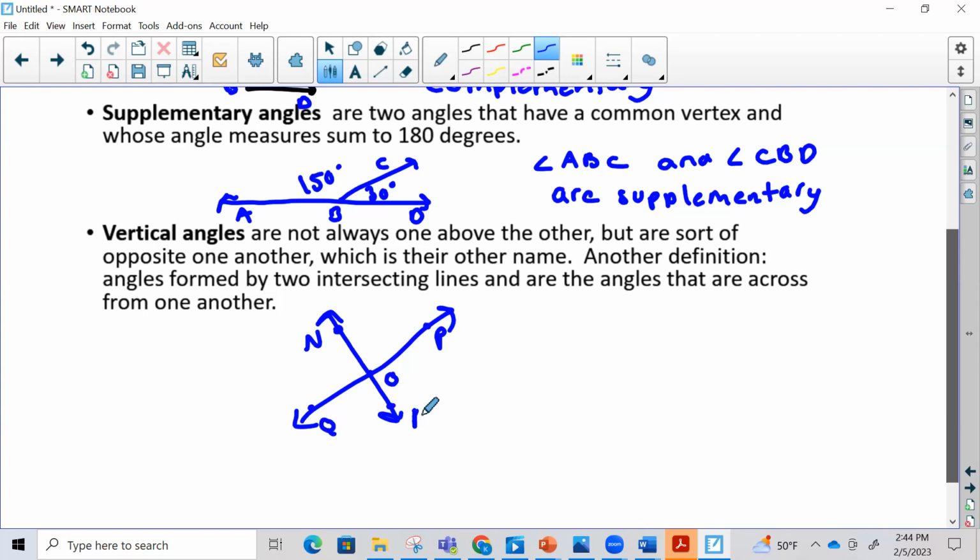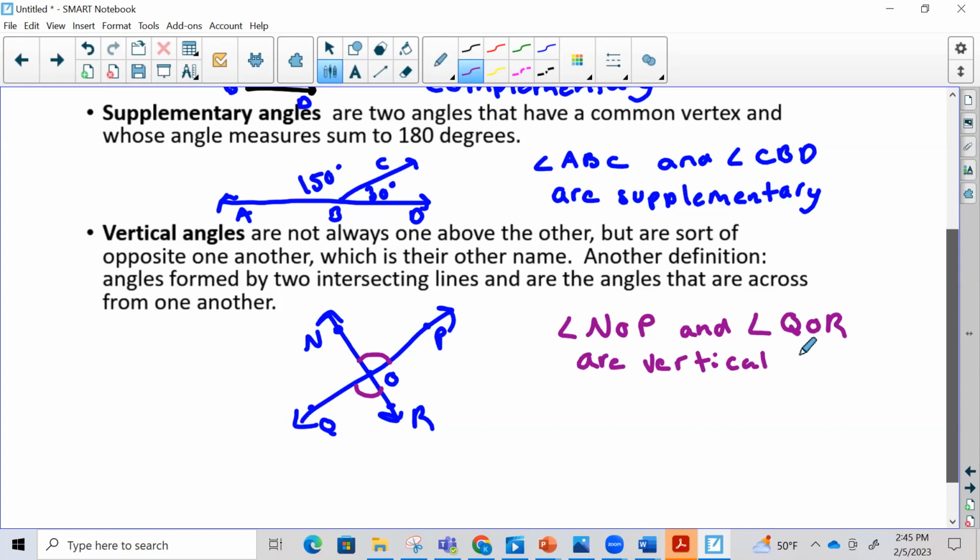And I'm going to put points on them so I can name these. Okay. So the vertical angles, there's two pairs here. One pair of vertical angles would be NOP, I'm just going to put a mark for this, this angle here, and QOR, this angle here. When I name an angle, I trace the three letters starting at N or P. So I have NOP, and then I find the angle across from it, which is QOR. They are vertical angles. Okay, so that's one pair of vertical angles.